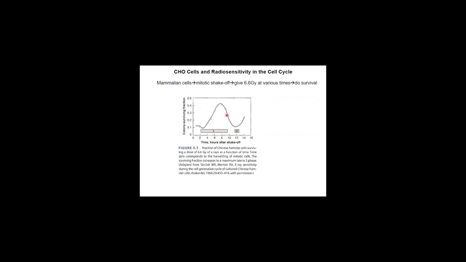Okay, so now that we can synchronize the cells, we can ask the question, what is the most radiosensitive phase of the cell cycle? So what they did here is they took Chinese hamster ovary cells. Now remember, CHO cells are the ones with the short G1. So they took these cells, they monitored them for the colony surviving fraction against the time after they did the shake-off. They gave them a dose of 6.6 gray, and they then do different survival times. What do they show? They show that M, G2 are very sensitive phases of the cell cycle. Late S is among the most radio resistant phases of the cell cycle.